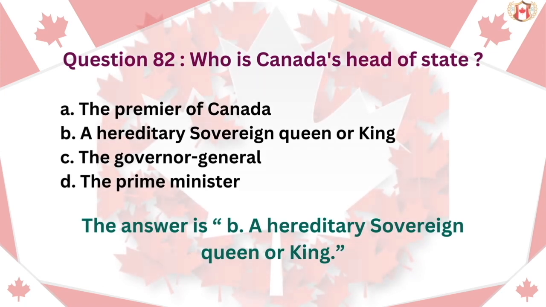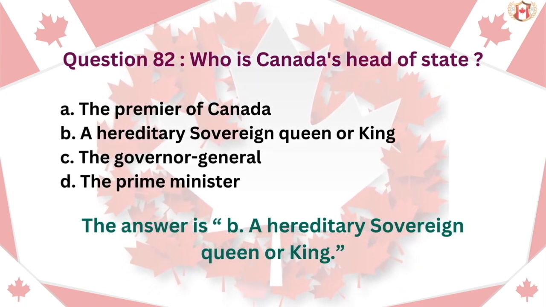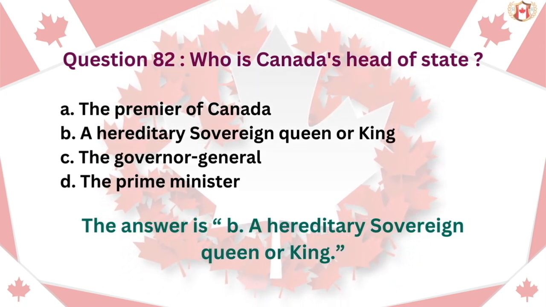Question 82. Who is Canada's head of state? A. The Premier of Canada. B. A hereditary sovereign queen or king. C. The Governor General. D. The Prime Minister. The answer is B. A hereditary sovereign queen or king.